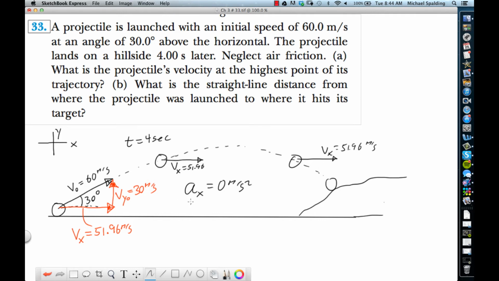Okay, now, in the y direction, what's the acceleration? Do we have a vertical acceleration? Yeah, the y velocity changes. What's the explanation for why the y velocity changes? Because what's in the y direction? Gravity. Gravity is our y acceleration, which is negative 9.8.